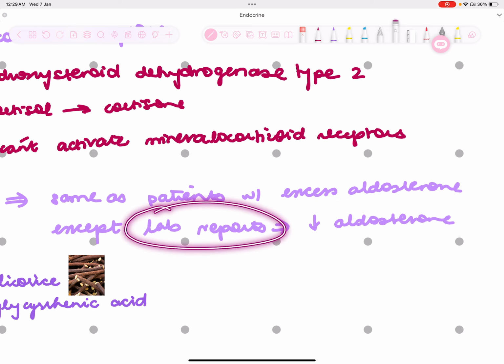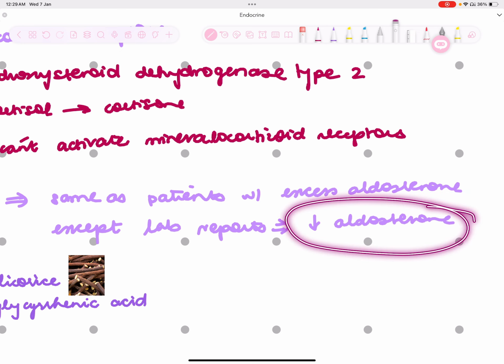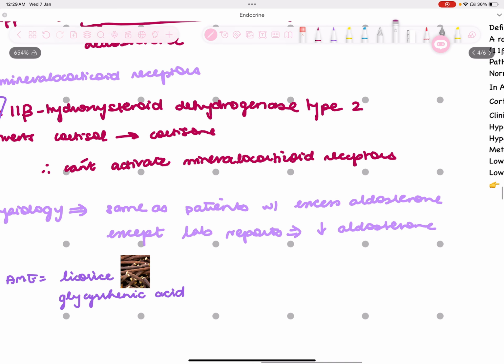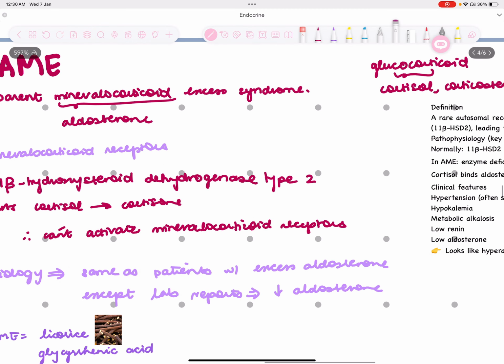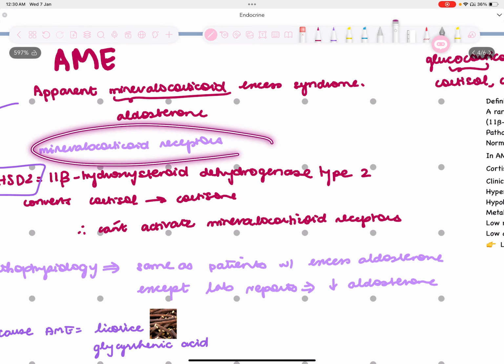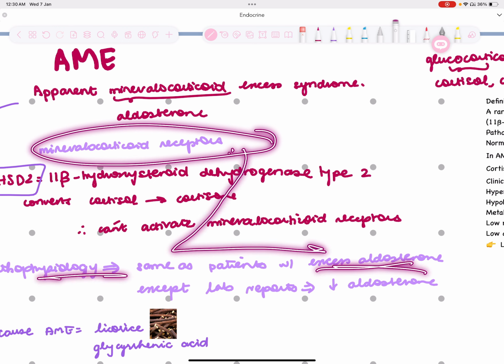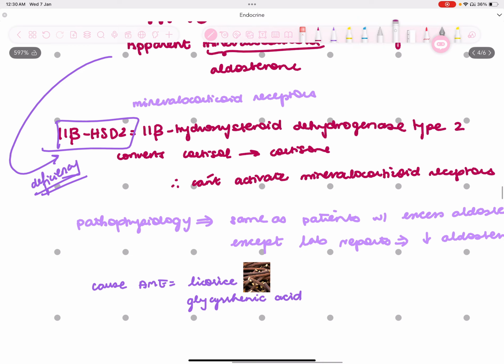But the lab report is going to show decreased aldosterone. So the doctor will be quite confused: even though all the symptoms this patient is showing are of hyperaldosteronism, why is he not having an increased aldosterone level? The answer is that the increased levels are actually not of aldosterone, but of cortisol. Cortisol is quite high, and that is activating this receptor, and this is showing all of those symptoms of excess aldosterone. So, the same pathophysiology. That's the reason lab reports are showing low aldosterone. So, what's the deficient enzyme? This one. So, this is the basic.